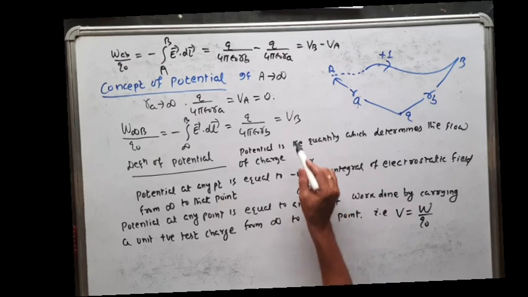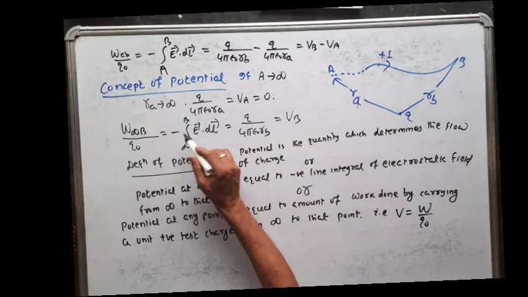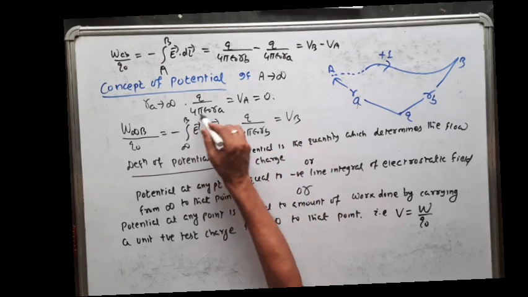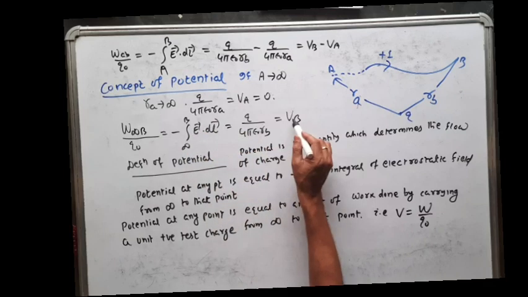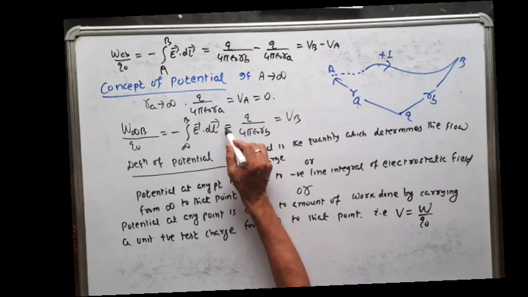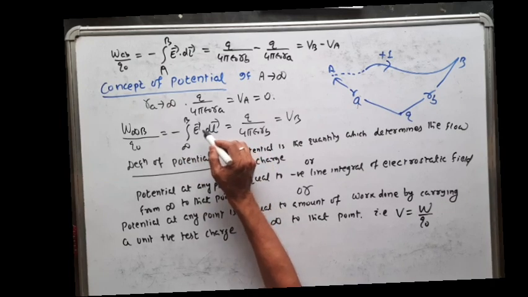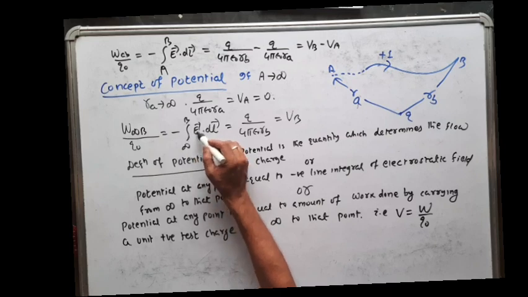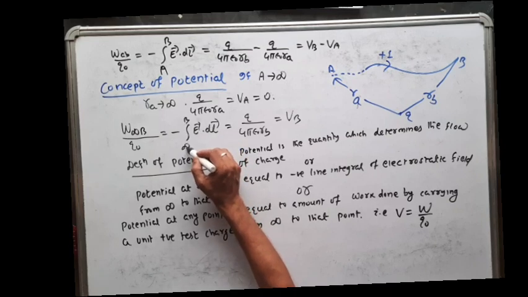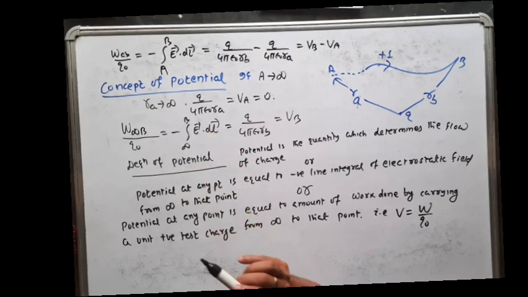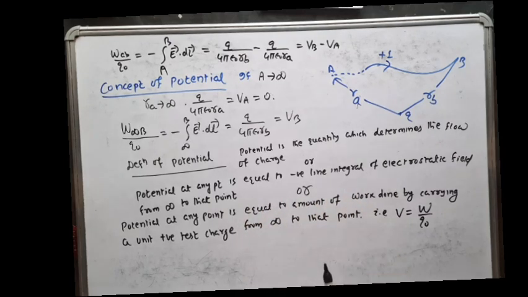Second definition: potential at B is equal to this formula. From this we can define the potential at B. So what is potential at B? Potential at B is equal to negative line integral of the electrostatic field from infinity to that point. So this is the definition given.